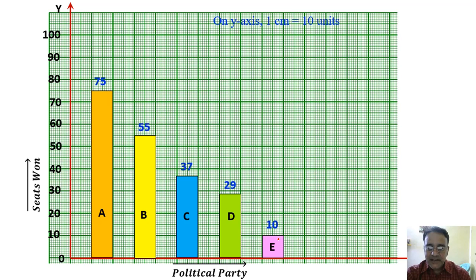And the last one is 37. 37 means equal to this, equal to this. This is political party F. Okay. Any doubt in drawing the bar graph?